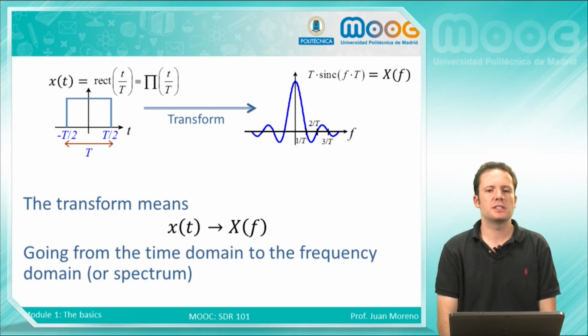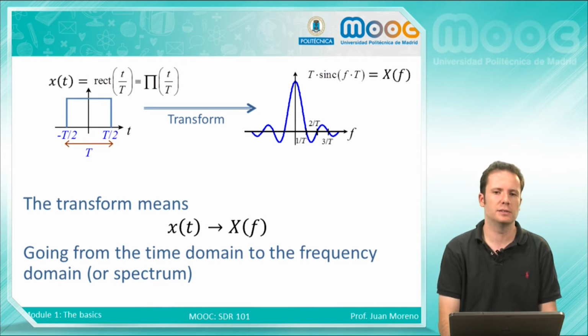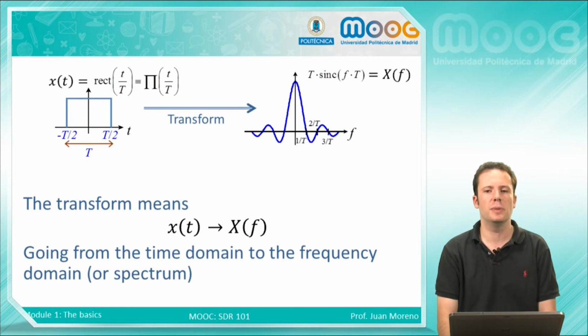For example, let's consider the signal that you have in the left, a square signal. If we transform this signal from the time domain to the frequency domain, we obtain the signal on the right. It's a sinc signal. Here, you only need to realize that there are two domains, and one domain is very different from the other. The shape of the signal on the time domain is very, very different from the frequency domain.